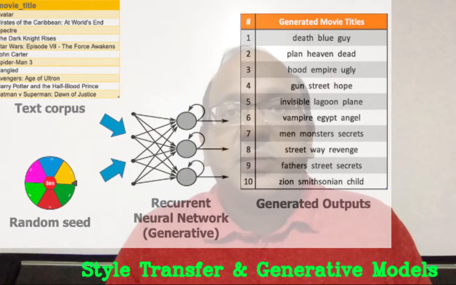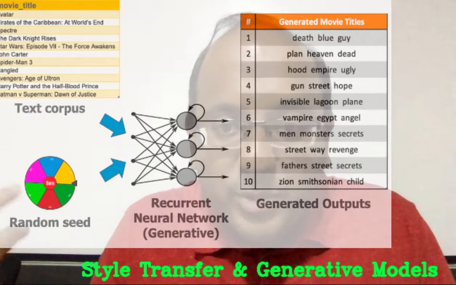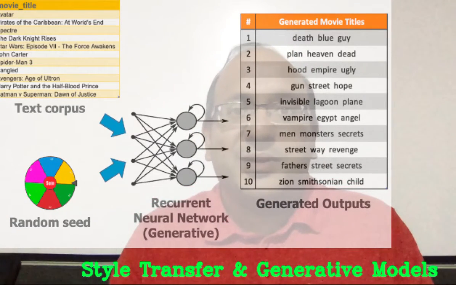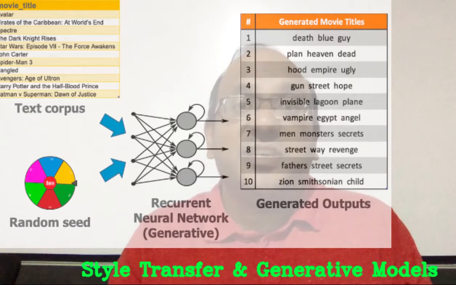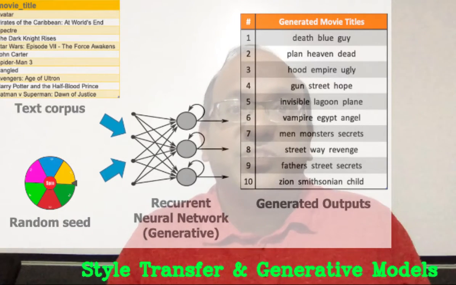In this particular example, I took movie names, trained a neural network, and then used that network to start predicting new movie names. After about 500 epochs of training, this network started giving out some random movie names, which are definitely not true movies, but what it thought could be names of movies, which look like names of movies. Things like Gun Street Hope, Men, Monsters, Secrets. These definitely are not Hollywood movies. But the point is it learned patterns of movie names and started generating new sentences which could correspond to movie names. So this is an example of generative networks.